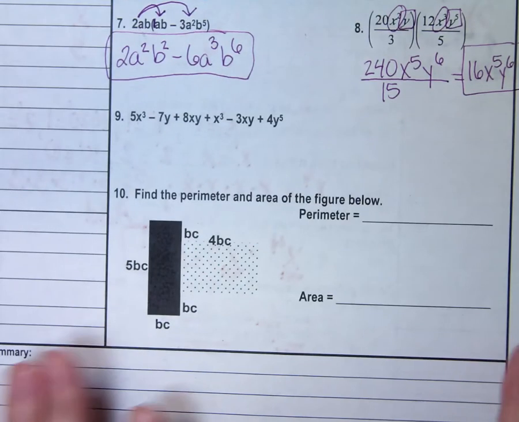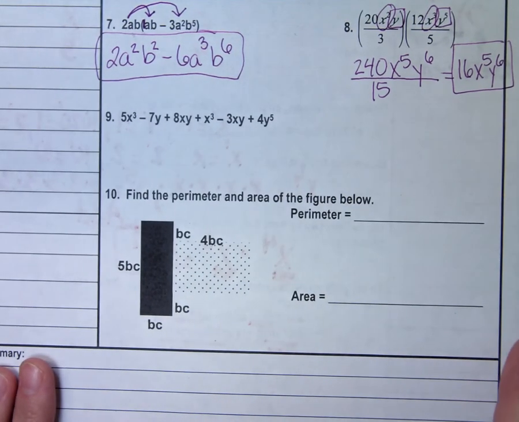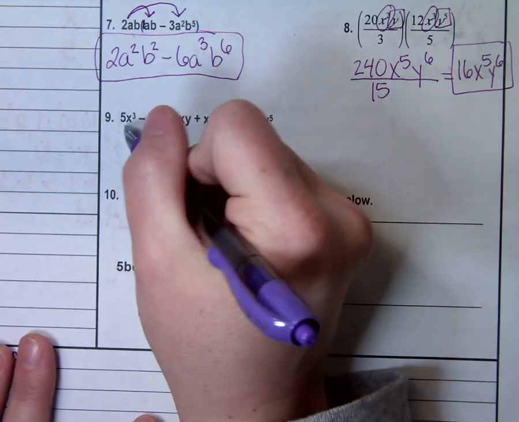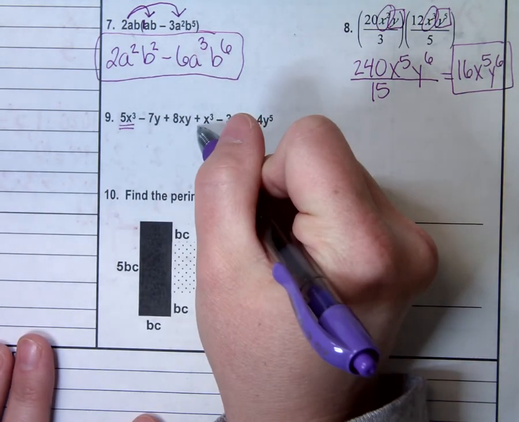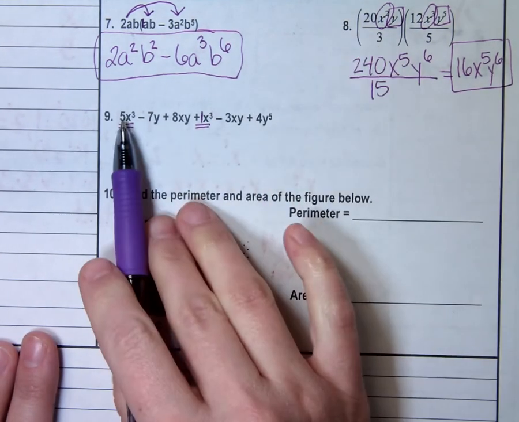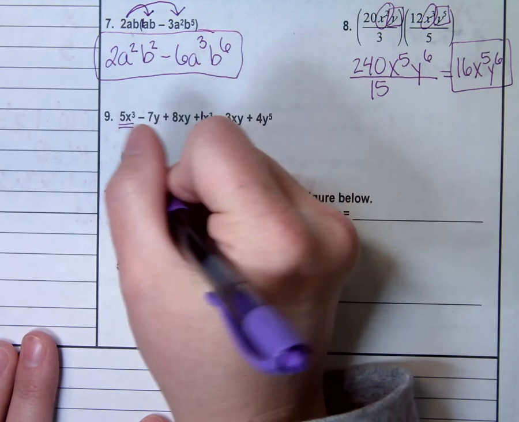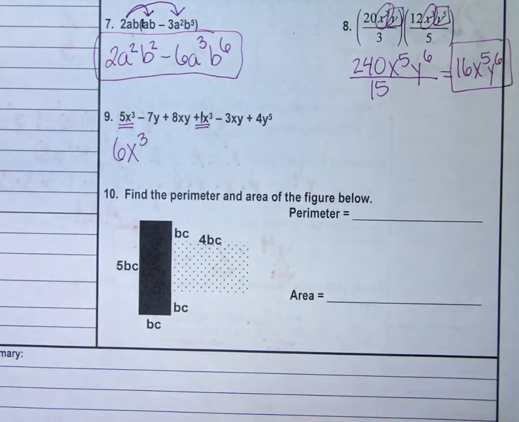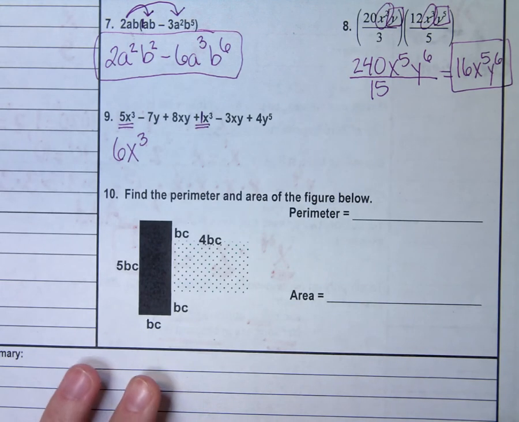Okay, number 9. This has no multiplying in it. It's just adding and subtracting like terms. So I'm going to start, here's a 5x cubed. I look for some other x cubes. So remember, this has a 1 in front. So 5x cubed plus 1x cubed, that makes 6x cubed. So when adding and subtracting, do not do anything with the exponents.